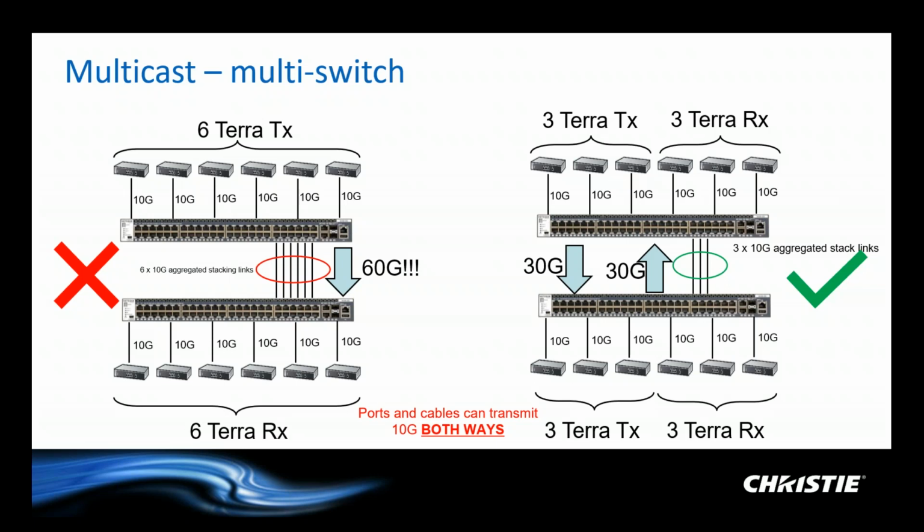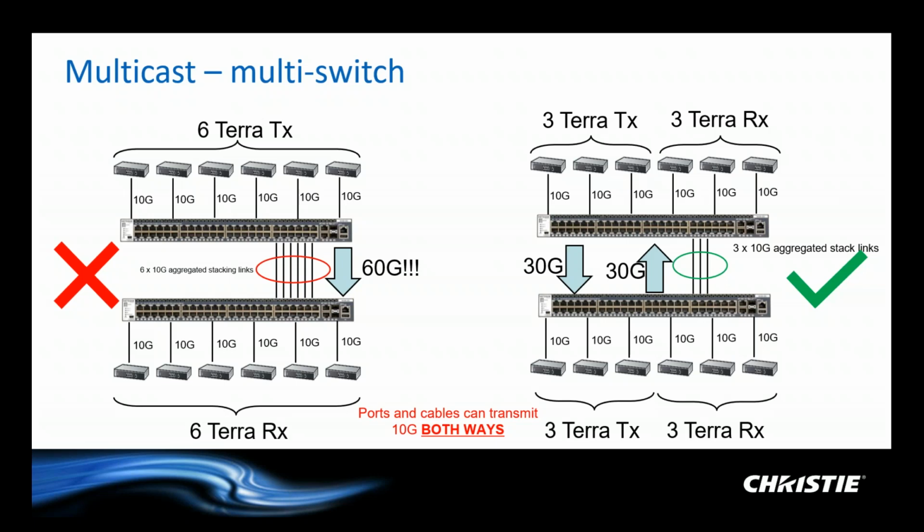So you need 60 gigabytes, a 60 gigabyte link in this example, which is not a very efficient use of this kind of configuration. Now, on the right-hand side, if you balanced the TX and the RX between the two switches, because the links between the switches, the SFP plus links, actually transmit 10 gigabytes both ways. The SFP plus connectors and the fibers are LC-LC, okay? So you've got full duplex fiber cables between the switches.